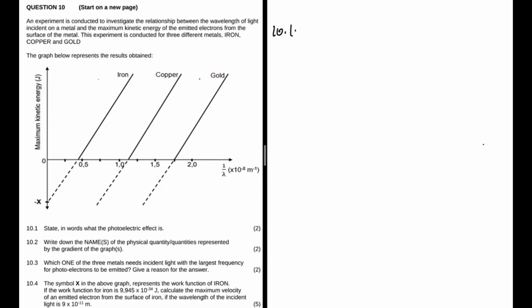It is the process whereby electrons are ejected from a metal surface when light of a suitable frequency is incident on the metal surface. And then 10.2 says, write down the name of the physical quantity or quantities represented by the gradient of the graphs, right?